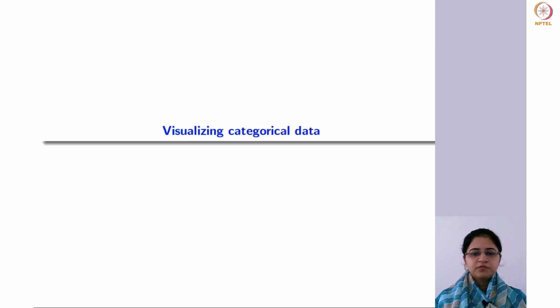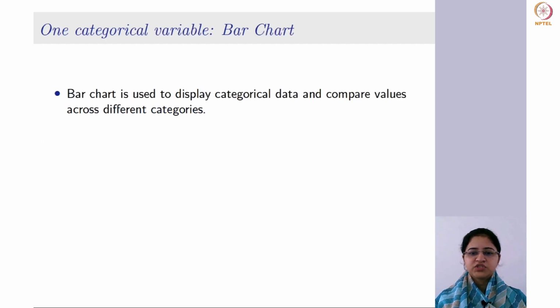So, let us begin with the visualization of categorical data. And the first one in this category is your bar chart. Bar chart is basically used to display categorical data and compare values across different categories.